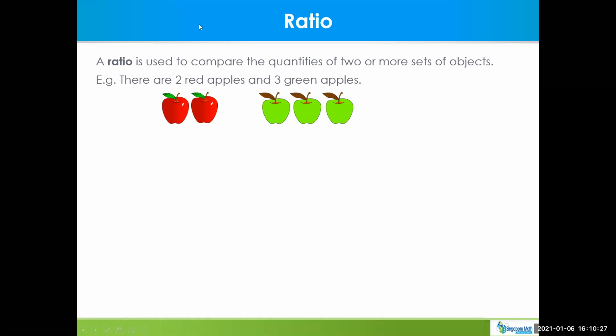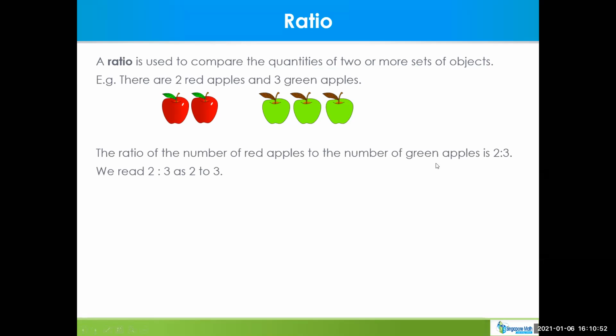A ratio is used to compare the quantities of two or more sets of objects. Basically, we are not looking exactly at the number, but we are actually comparing the quantities. So 2 red apples to 3 green apples, for example, the ratio is 2:3. We read it as 2 to 3. We use this symbol to represent a ratio, 2:3, for example.